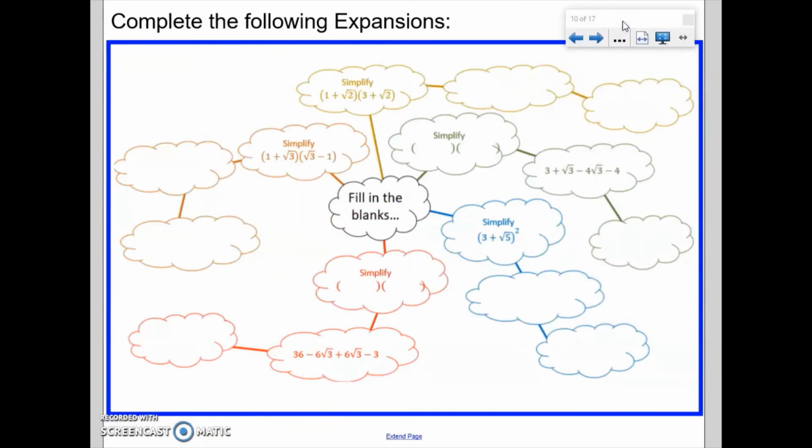Okay, here's another task for you to have a go at. So I'd like you to pause the screen at this point, and you can see there are 5 questions on the screen. So each question should follow this method. This is your question. The second cloud should involve your expansion, so you're working out your notation, and the third cloud should be your simplified answer.